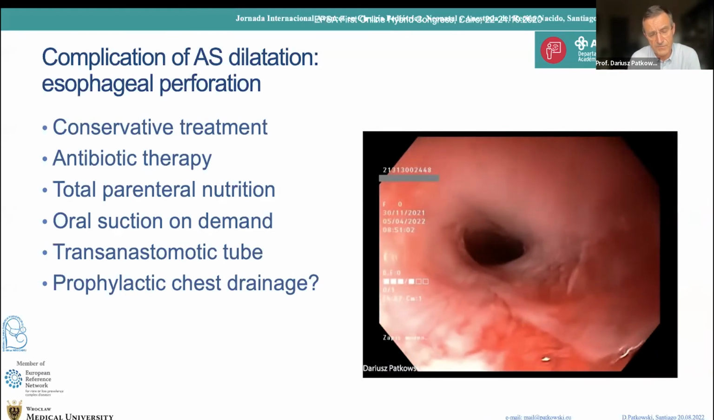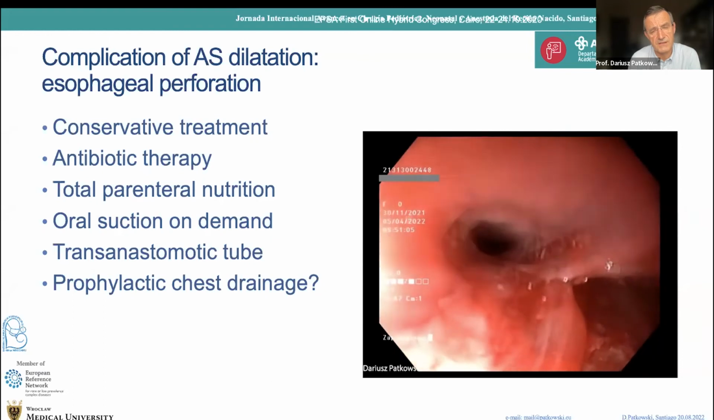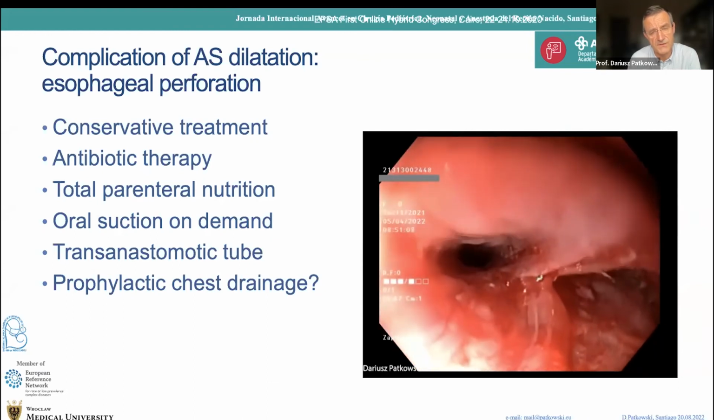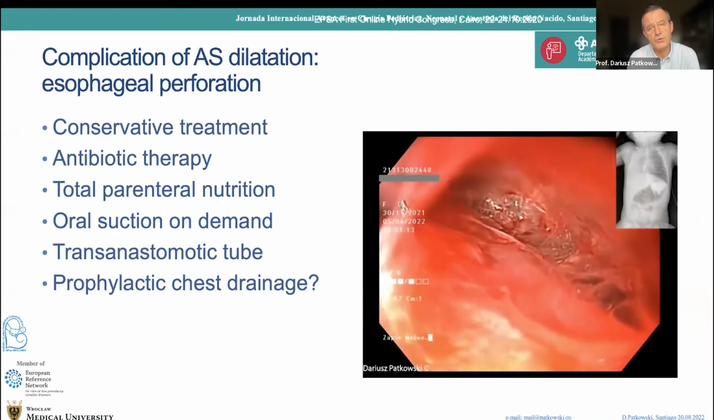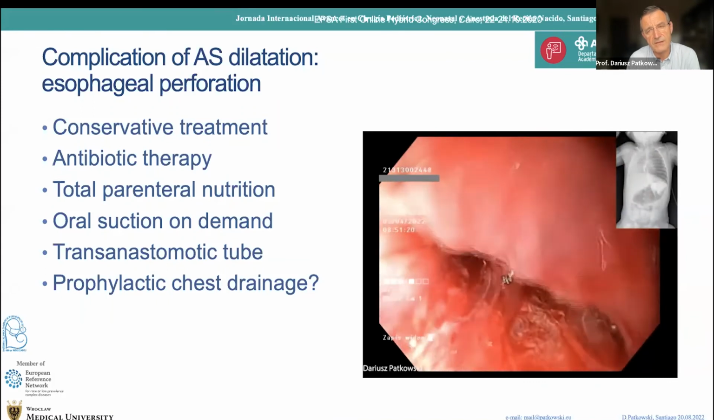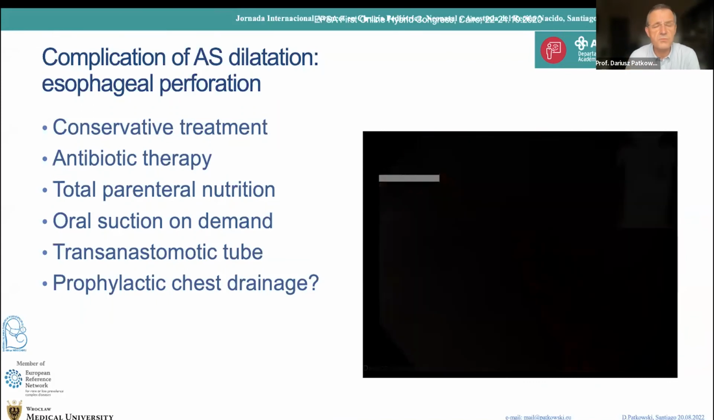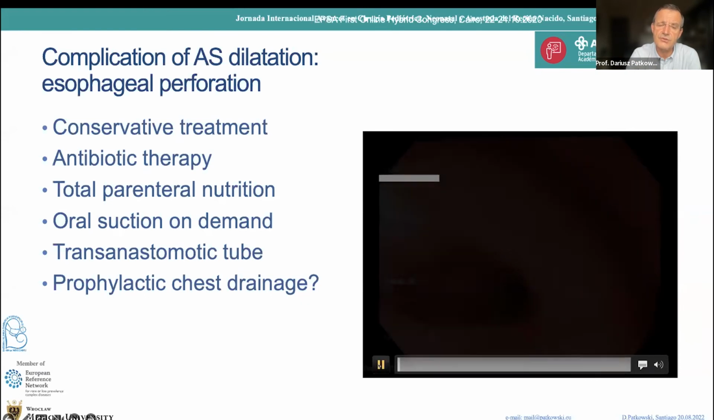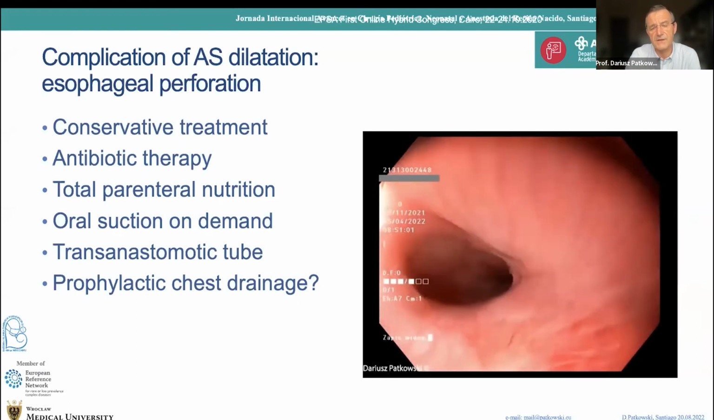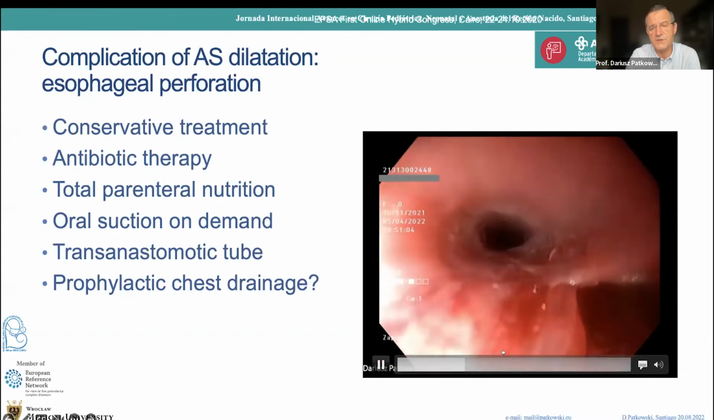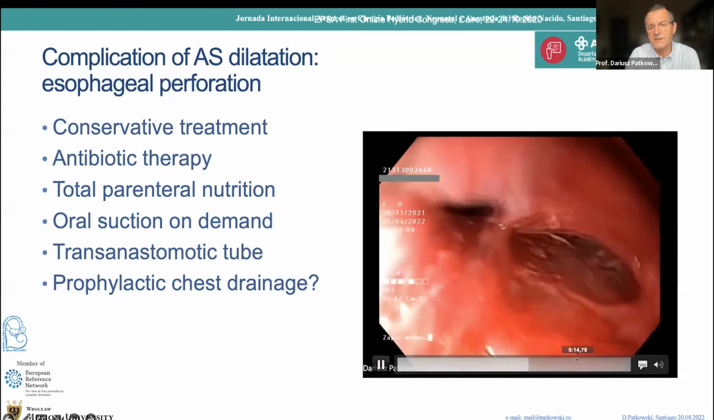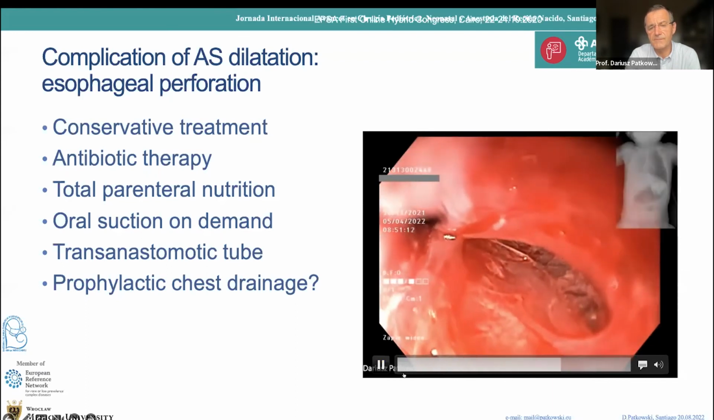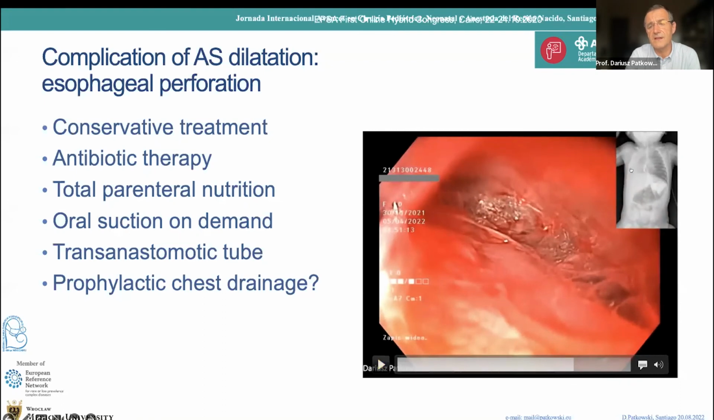First, don't panic. Just put a nasogastric tube down to the stomach, if it is possible. If there is a pneumothorax, of course, you have to drain. But in this case, it was enough to just leave the nasogastric tube. I will show you the X-ray because it's interesting. Okay, look at the X-ray. It doesn't mean that there is liquid in the chest.